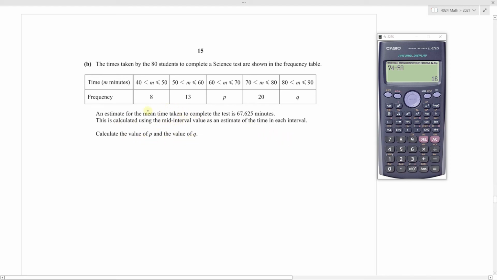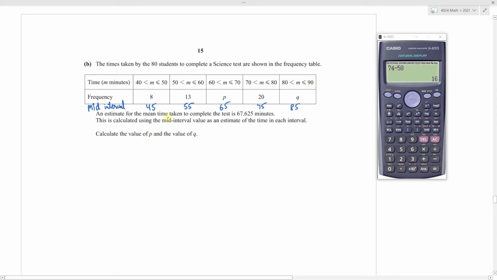So first you need to find all the mid intervals. So let's call this mid interval. 40 to 50, the midpoint is 45. 40 plus 50 is 90, 90 divided by 2 is 45. 50 plus 60 is 110, divided by 2 is 55, the mid interval here. 60 to 70 midpoint is 65, then 75, and then 85.